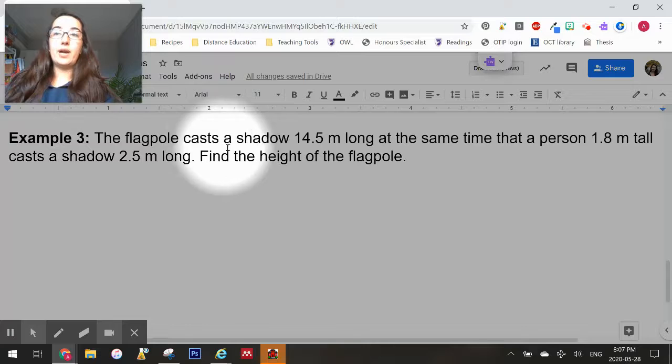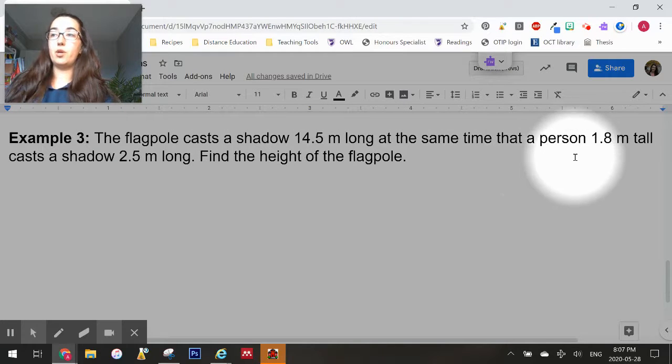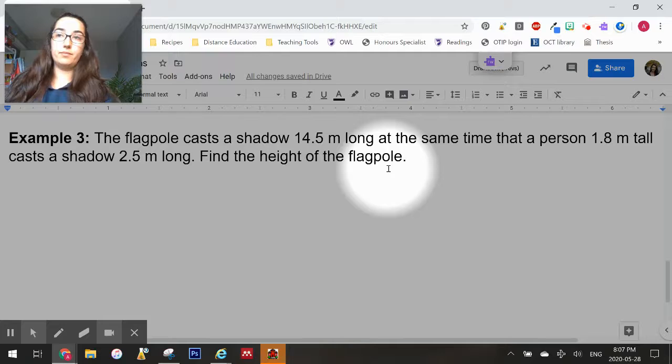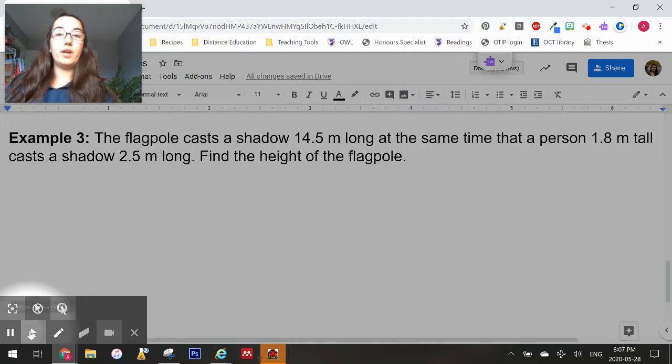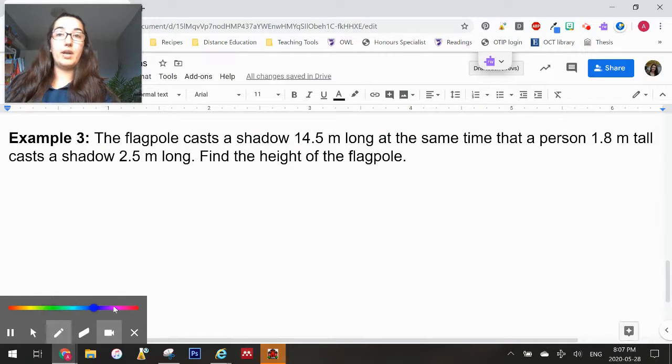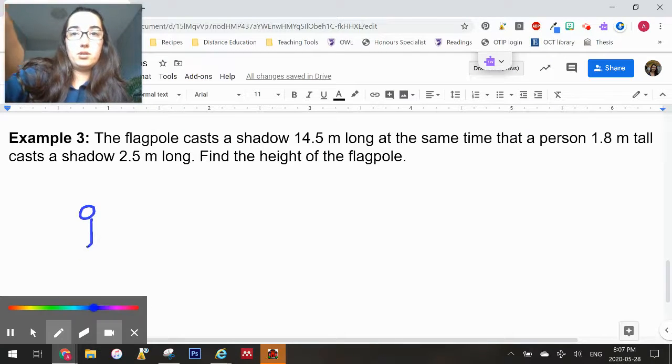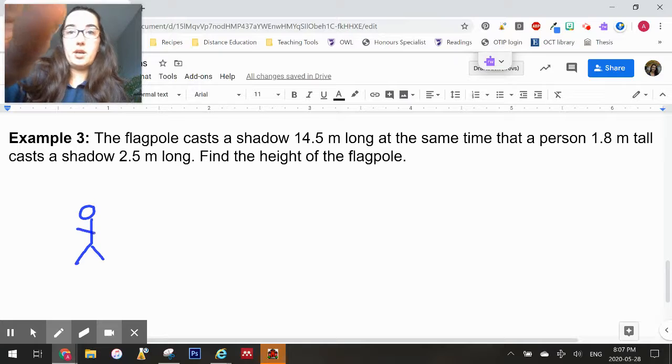The flagpole casts a shadow 14.5 meters long at the same time that a person 1.8 meters tall casts a shadow 2.5 meters long. Find the height of the flagpole. Okay, we were not provided a diagram here, so let's go ahead and draw one. I have a person standing, and I have their shadow. At the same time, I have a flagpole and the flagpole's shadow.